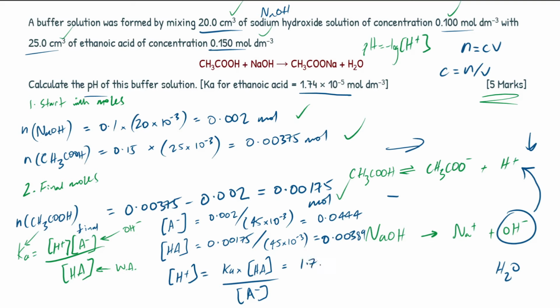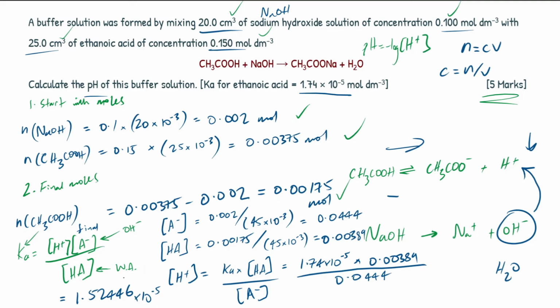So our Ka is 1.74 times 10 to the minus 5 moles per decimeter cubed, multiplied by our HA concentration, which we just calculated to be 0.00389, divided by our salt concentration, which is 0.0444. I'm going to do it down here just because we're running out of space. If you put that in your calculator in standard form, it should give you the answer of 1.52446 times 10 to the minus 5, okay? And that is concentration, so that's going to be moles per decimeter cubed.